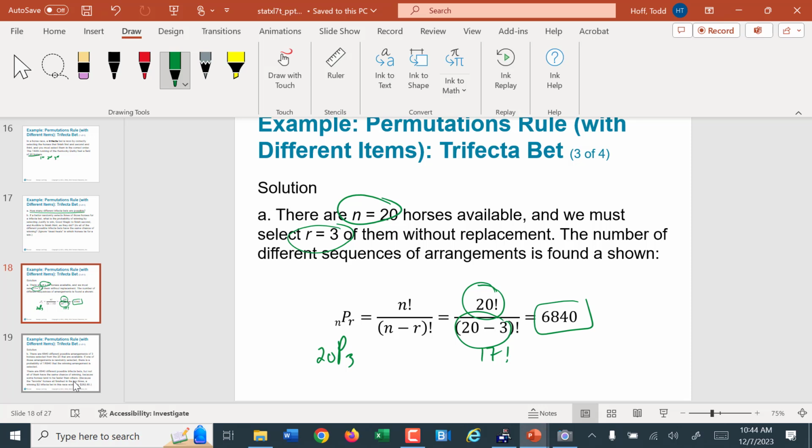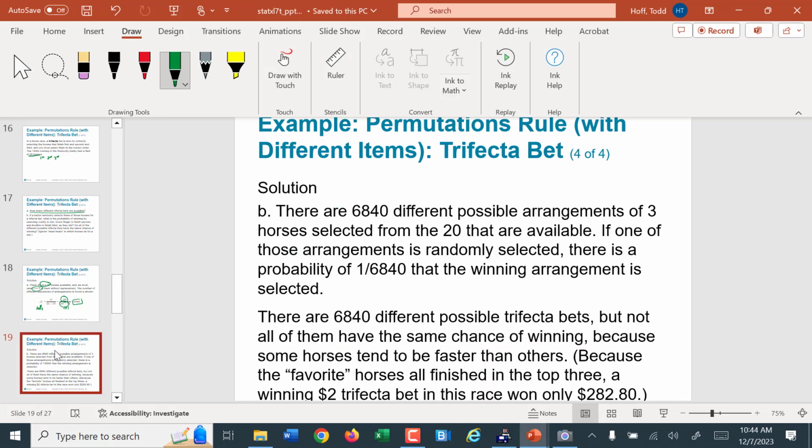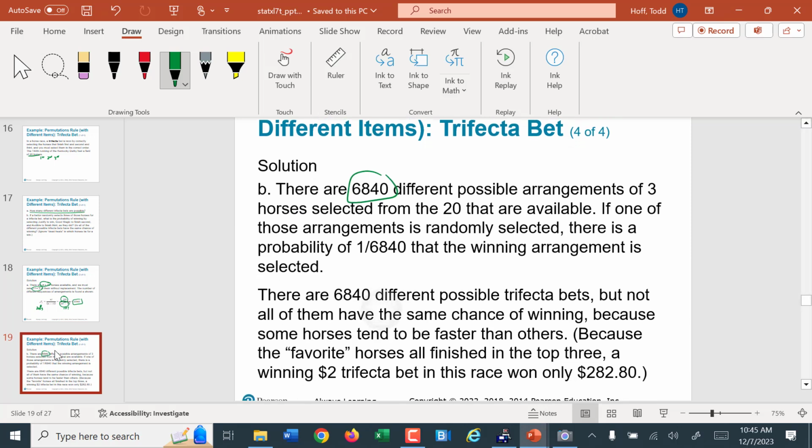Now, this, of course, is assuming that each horse is equally likely to win, equally likely to place. There are some horses, of course, that are out there just to fill spots. They have no chance of being in the top 3, but we leave that possibility out there when we do these calculations. So there are 6,840 different possible arrangements of those 3 horses in the top 3 spots. So that means the chances of randomly selecting the trifecta are 1 out of 6,840.